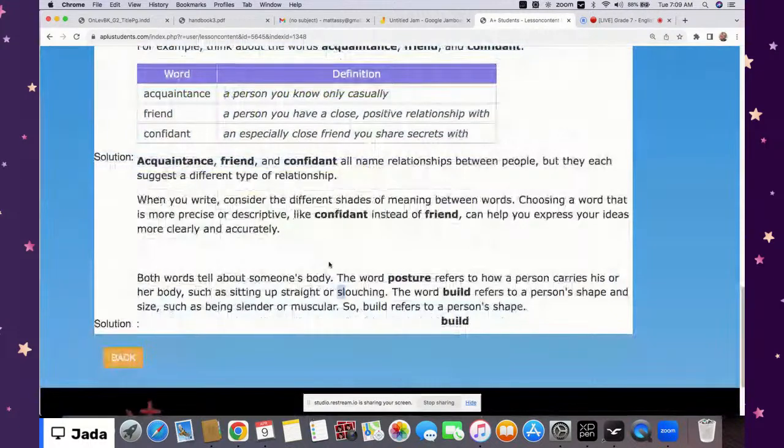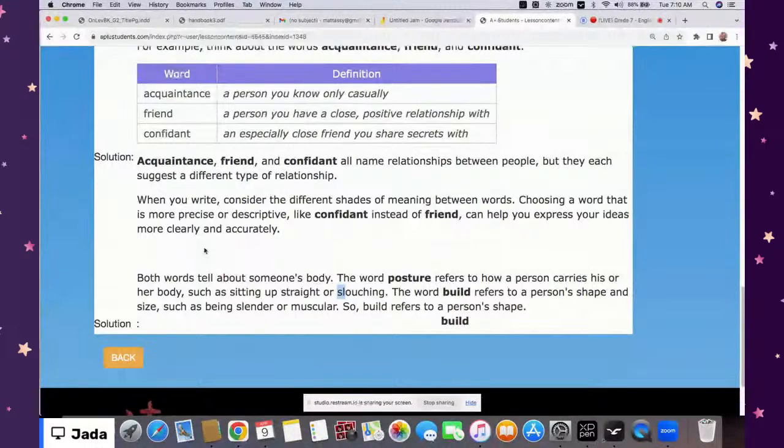Both words tell us about someone's body. The word posture refers to how a person carries his or her body, such as sitting up straight or slouching. The word build refers to a person's shape and size, such as being slender or muscular. Build refers to a person's shape.